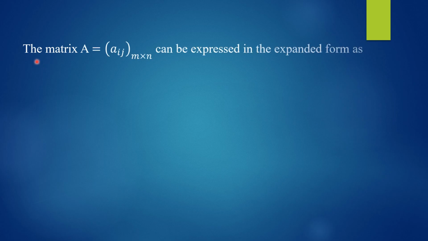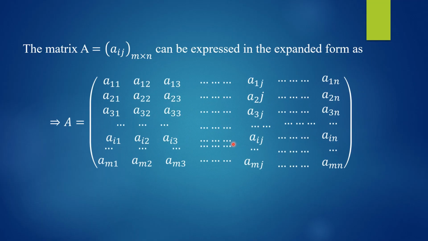You see this, the matrix A equal to Aij, this is an m by n matrix, can be expressed in the expanded form. I am trying to show the matrix in expanded view in a bigger format. You see that one. This is the matrix A, and these elements.